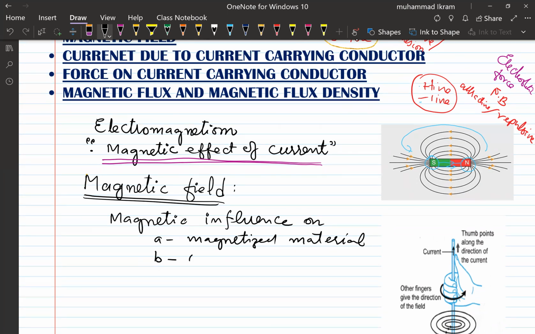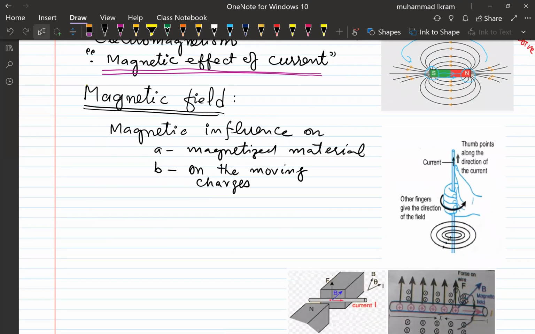So magnetic influence on the magnetized material, and on the moving charges. Why on the moving charges? Because if you remember your class 10, there I told you that moving charges constitute a magnetic field around them.